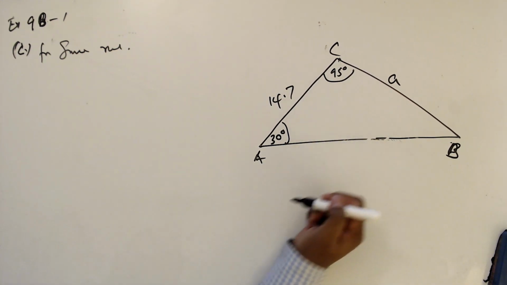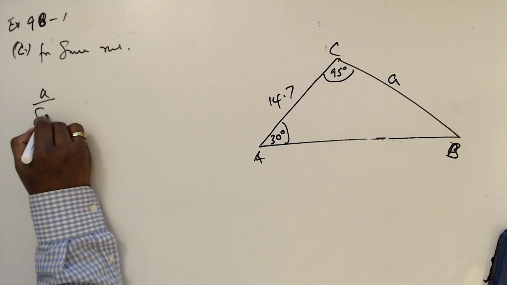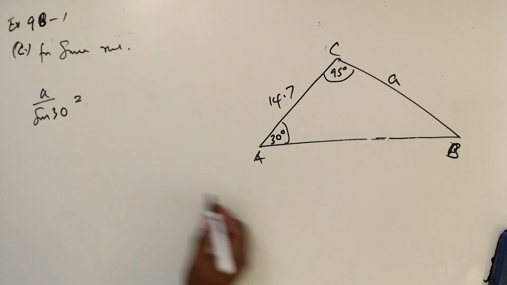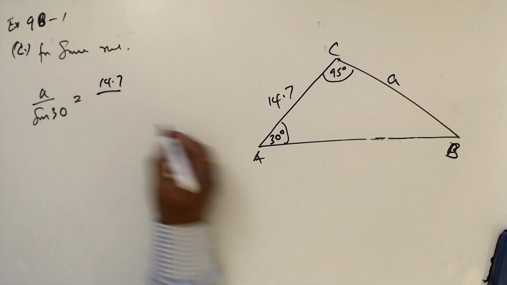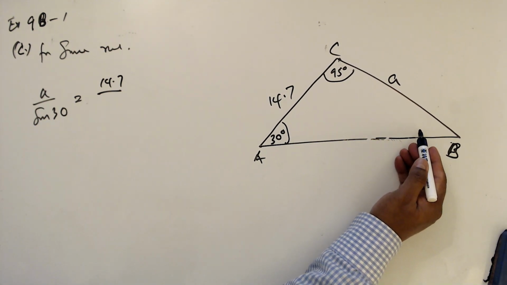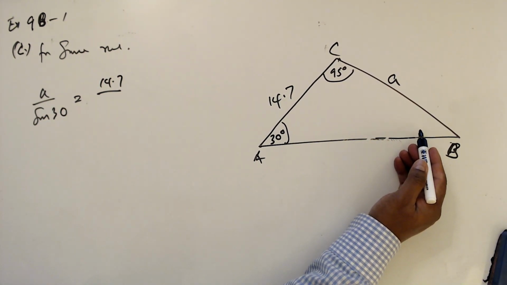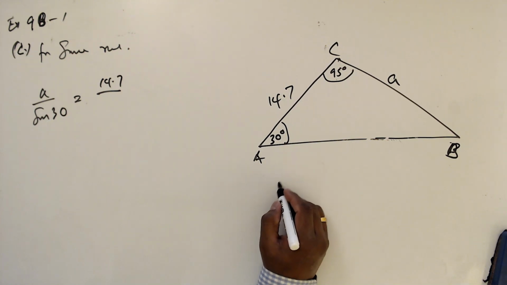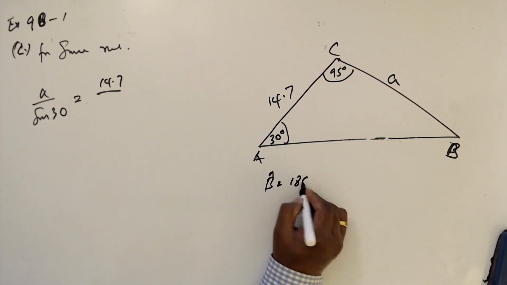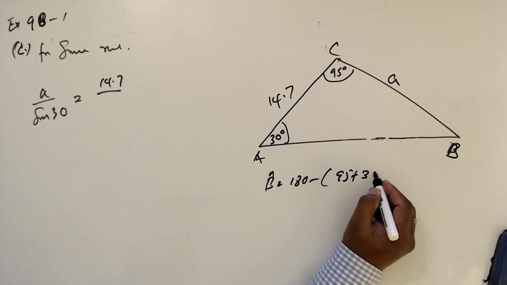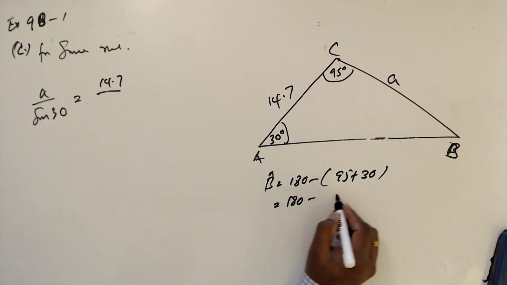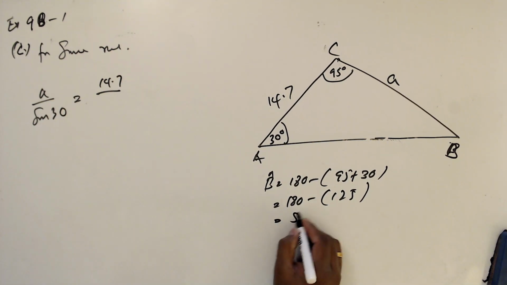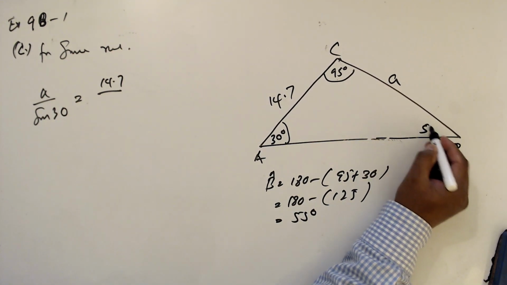So we want to find A. So A over sine 30, and 14.7 over this one. Do you know this? No, we don't know, otherwise we can't work it out. But we know that this is 95 and 30 and these add to 180. So angle B is 180 minus 95 plus 30. This is going to be 180 minus 125, equal 55. And now I know this angle is 55.